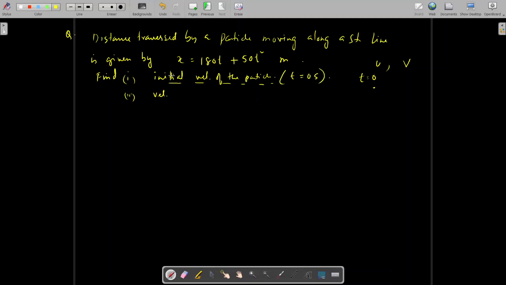Now, number two, velocity at the end of 4 seconds. And number three, acceleration of the particle.